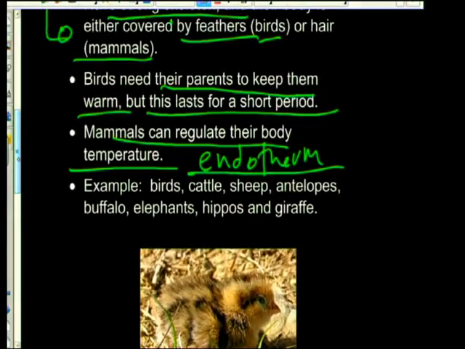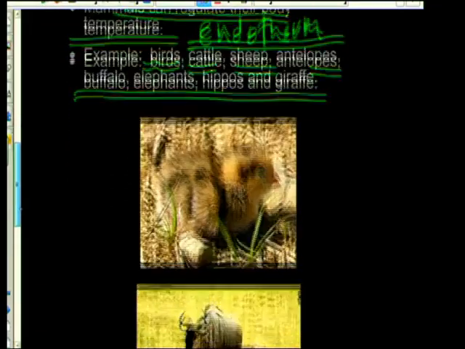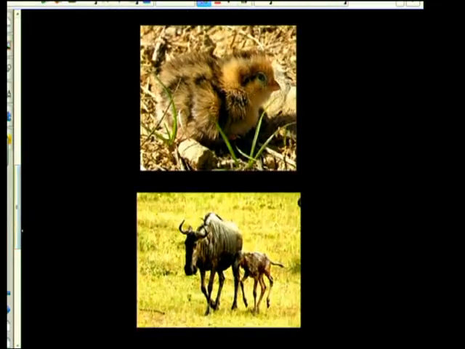Examples of these precocial organisms are birds, cattle, sheep, antelopes, buffalo, elephants, hippos, and giraffe. There's some examples there. You see, the eyes are open and feathers. Here you won't be able to see, but the eyes are open there, and it has a body covering of hair already.